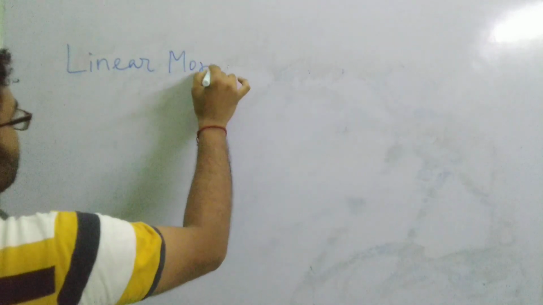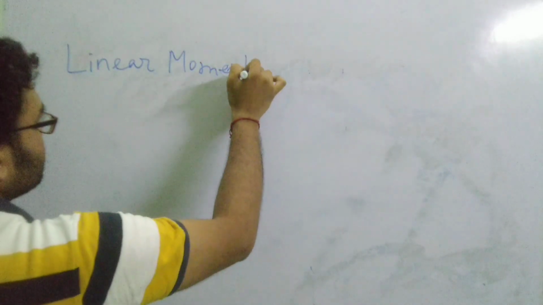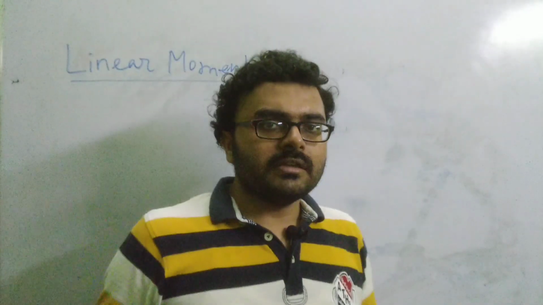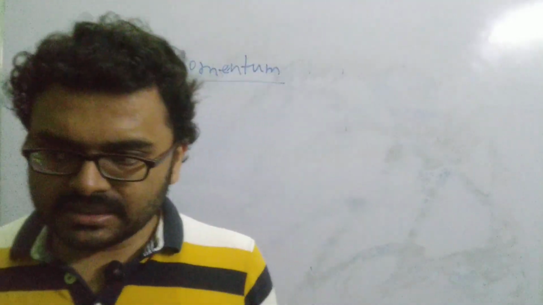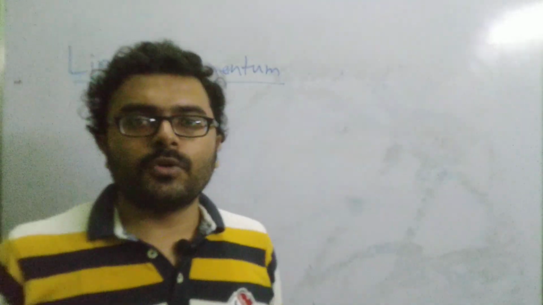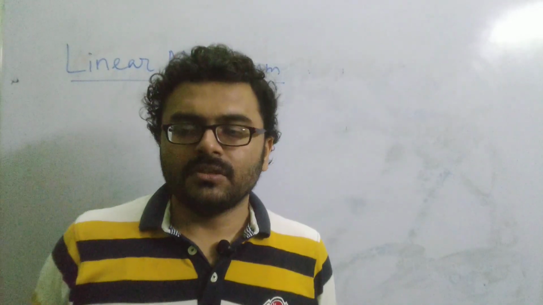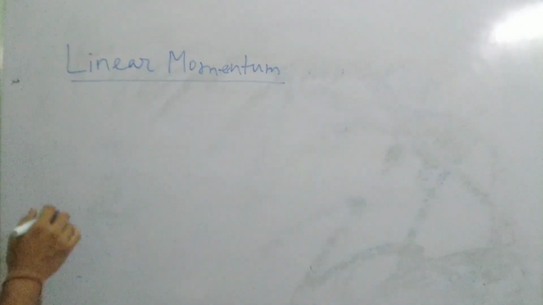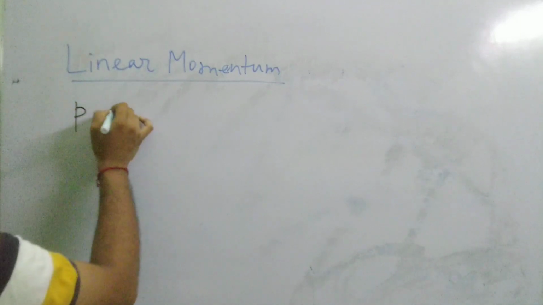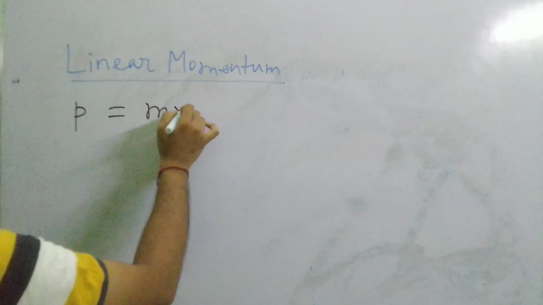Next thing that we are going to discuss is the linear momentum. So what is linear momentum? Now this is an important property. When a body having a certain mass is moving with a certain velocity v, then the linear momentum of the body can be described as the product of the mass and the velocity. So linear momentum is defined as the product of mass and velocity. It is generally denoted by the letter P, equal to mass times velocity.